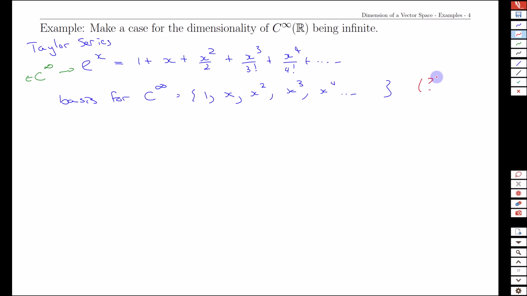And again, I'll put a little question mark here simply because we haven't covered in any systematic way the infinite properties or infinite sets, so we would need to be super careful about any logic. But there's strong evidence here at least that a finite set will not span the C infinity. So a finite set cannot span C infinity, and so we're not going to get a basis with a finite number of elements.